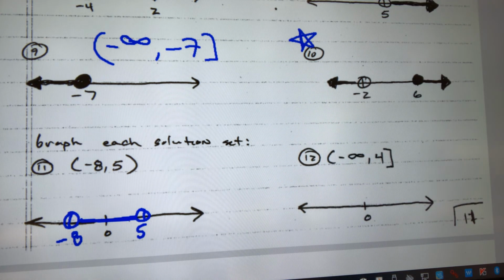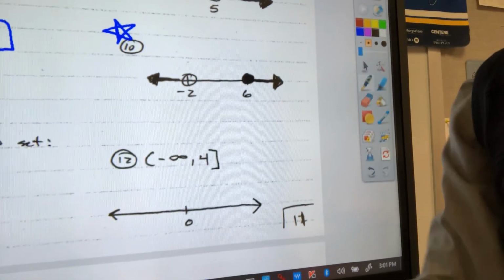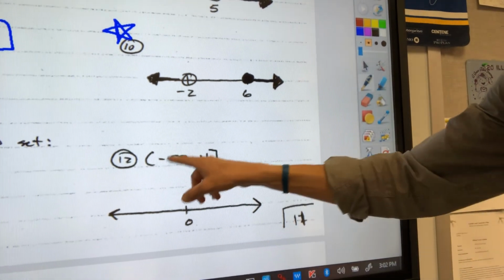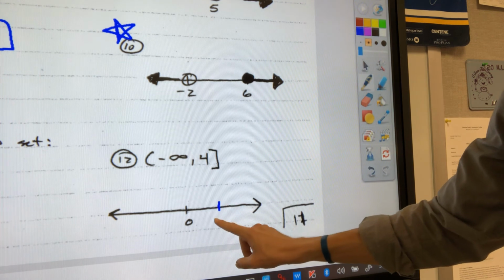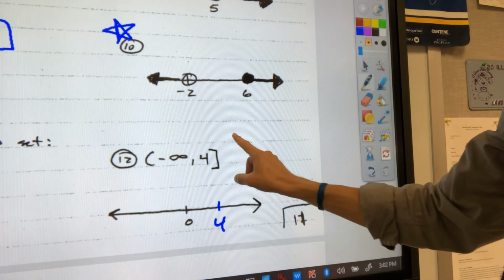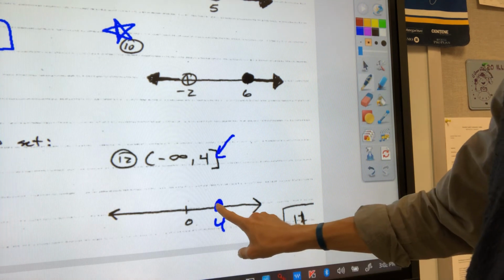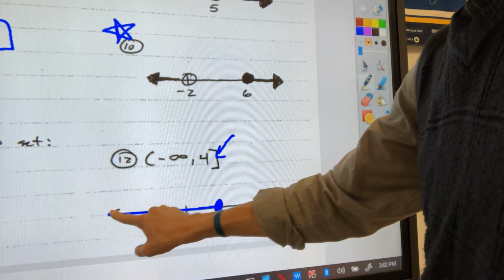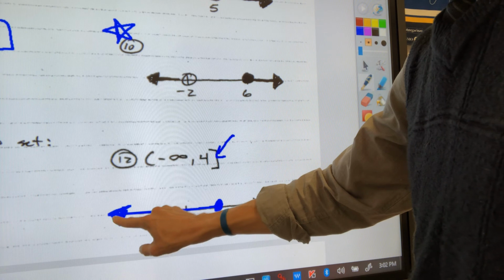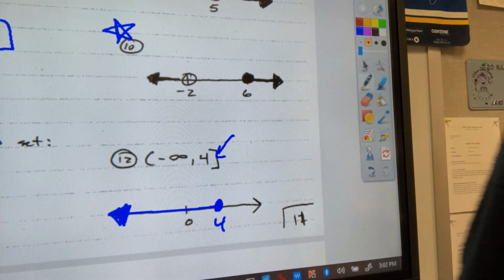All right, and to conclude, number 12. -infinity to 4. That means 4 is the largest it can be. There's equality because you have a bracket, so close that circle. 4 is the largest it can be, so it can be 4 or less. That's how you would graph it. So that's an okay Honors Algebra 2 page there.